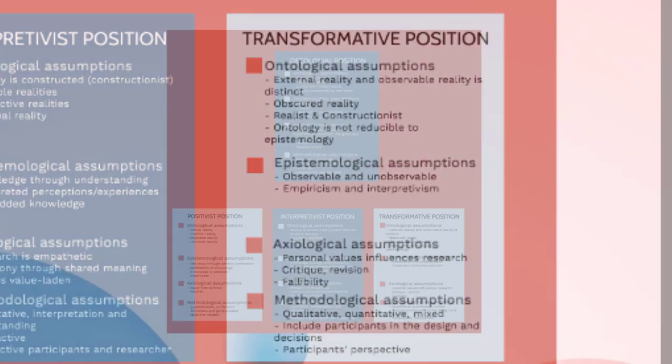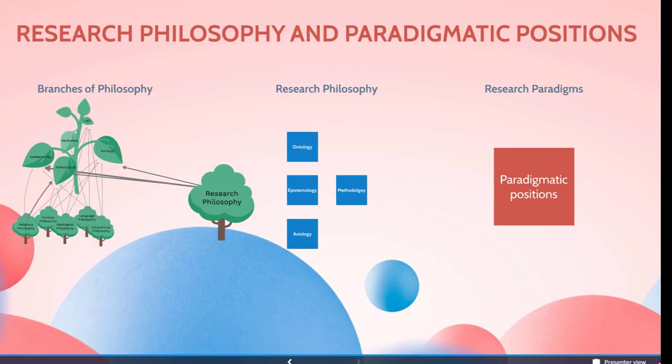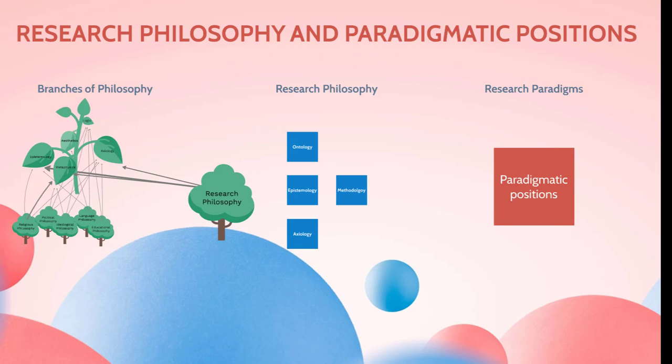Okay, so I think that's it. Let's quickly recap. We have philosophy, which is the study of wisdom. Then we have those main branches of philosophy: metaphysics, epistemology, axiology, logics, and aesthetics. Then we have the various philosophical traditions, of which one is research philosophy. This is the study of research. In order to study research, we draw on various branches of philosophy.